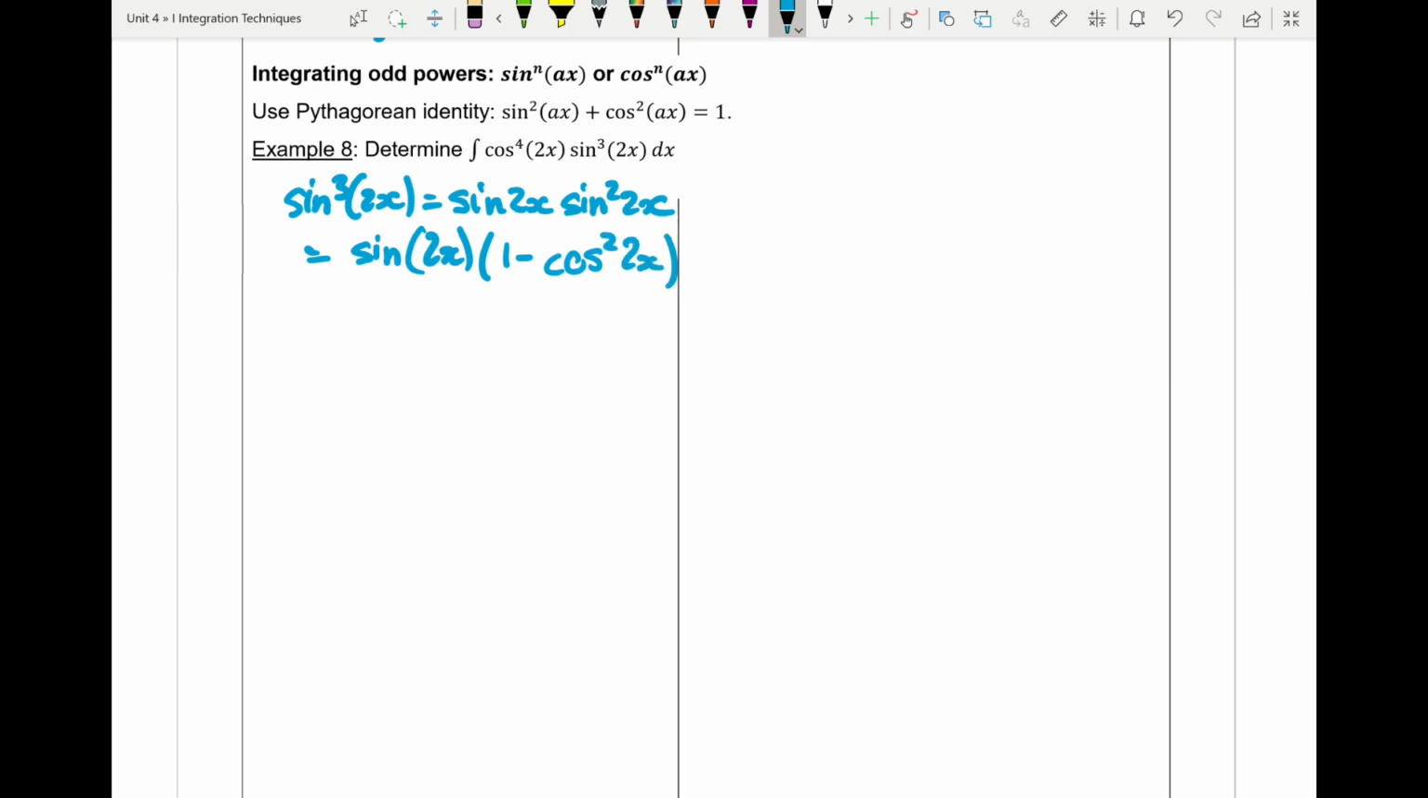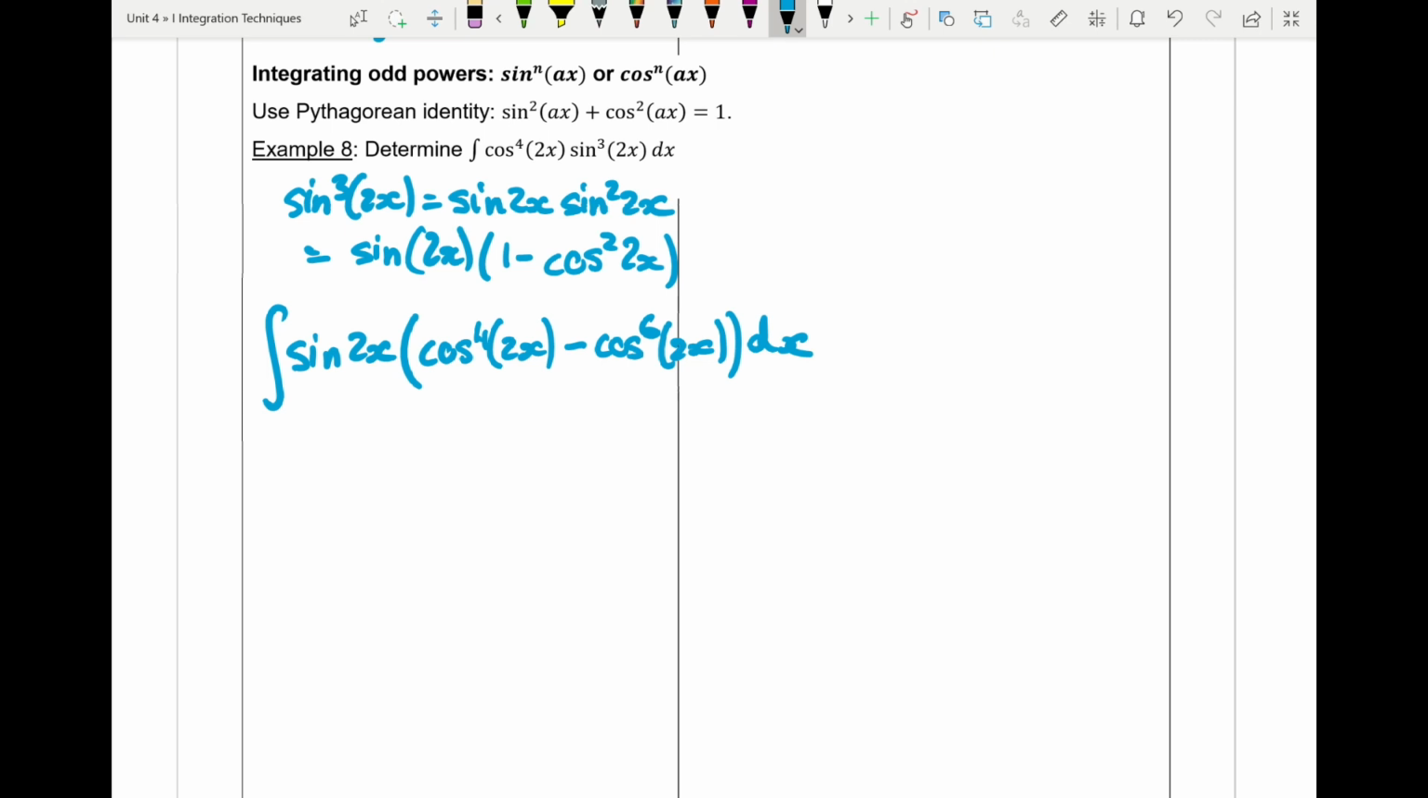So what we're going to do is substitute that in for our sine cubed, and what we find is we just get the integral of sine of 2x times cosine to the 4 of 2x, take cosine to the 6 of 2x with respect to x. So now we can just treat it like we did the previous example.